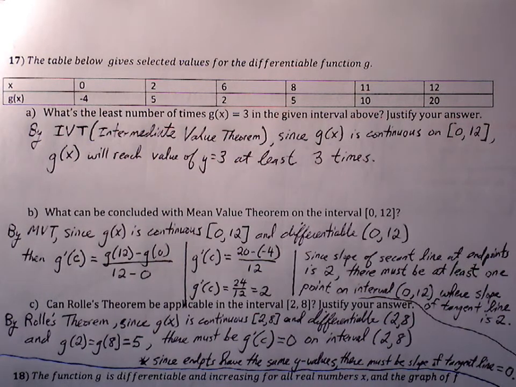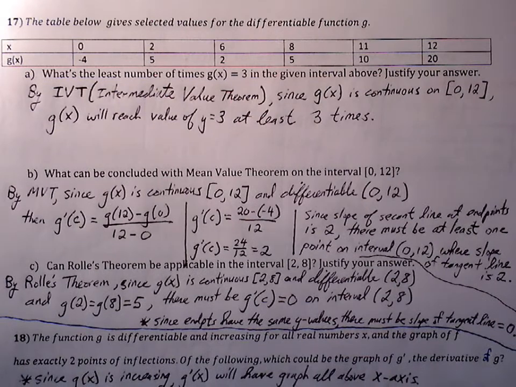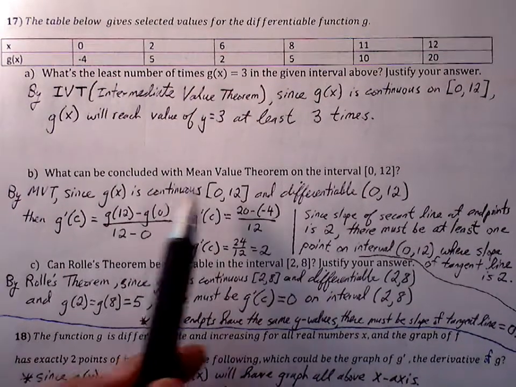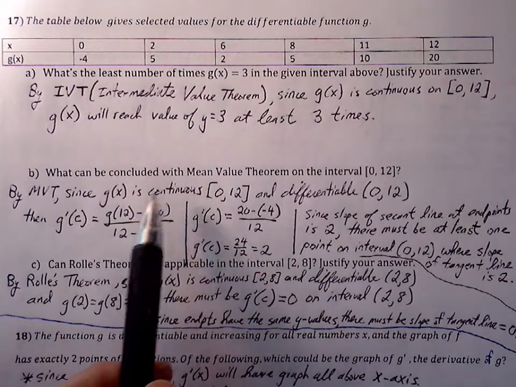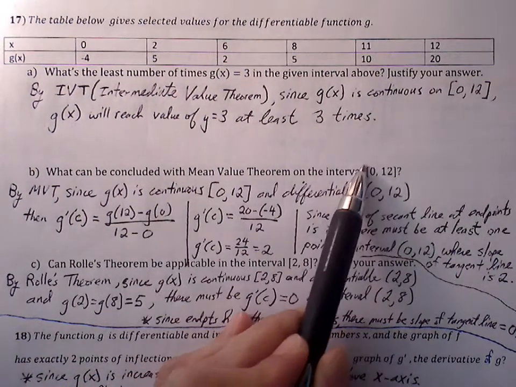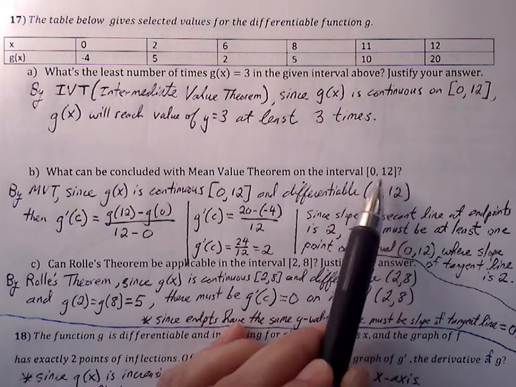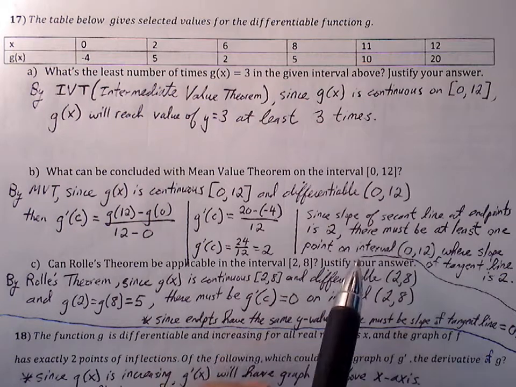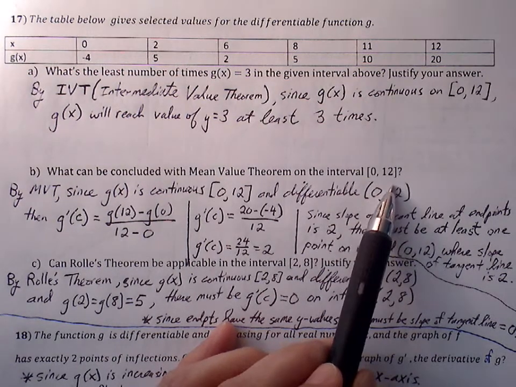Okay, part B. What can we conclude about the mean value theorem from 0 to 12? So we know that the mean value theorem says that whatever the slope is between the endpoints, as long as our function is continuous and differentiable, that average slope is going to have to be shared by an exact slope somewhere between 0 and 12. So let's figure out what is the slope between our endpoints that we can guarantee.